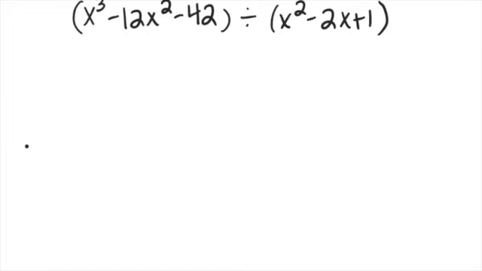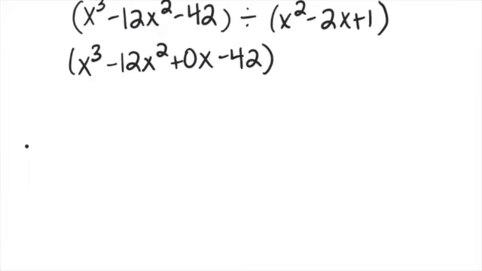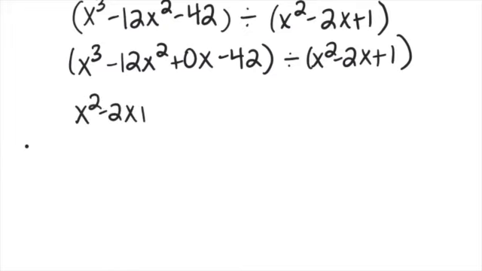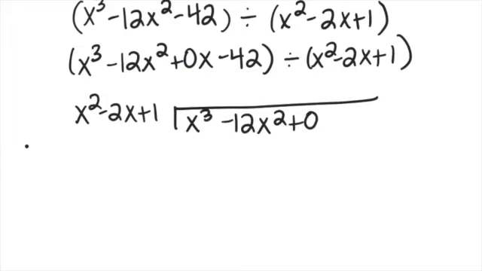All right, so I need to definitely put that placeholder in for the x piece. So I have x to the third power minus 12x squared plus 0x minus 42. And we're going to be dividing that by x squared minus 2x plus 1. Okay, so we're going to go ahead and set that divisor up on the outside. We're going to divide that into x cubed minus 12x squared plus 0x minus 42. So ask yourself, what do I need to multiply x squared by to give me x cubed? So we're going to put x here.